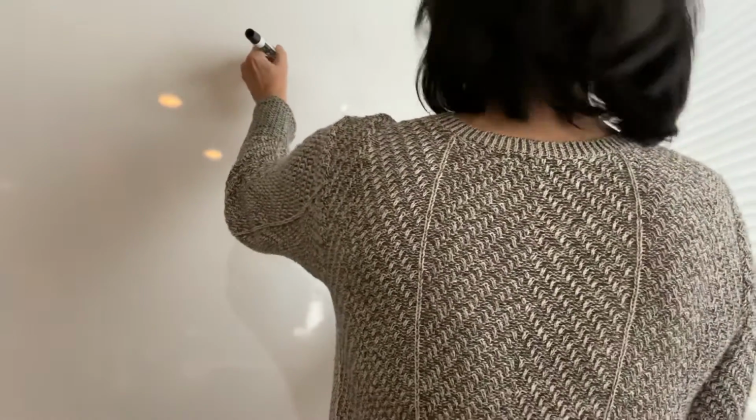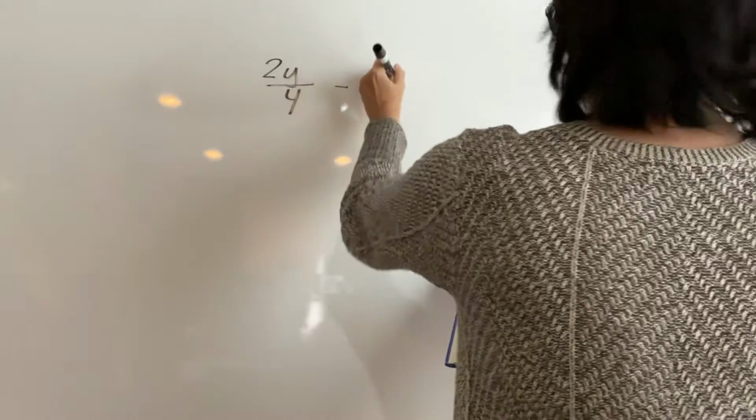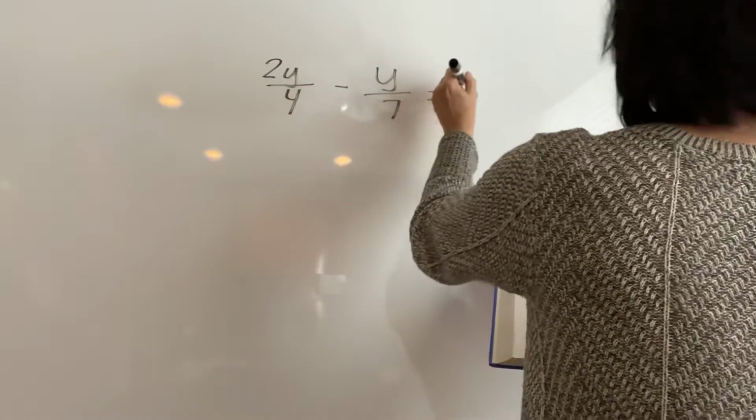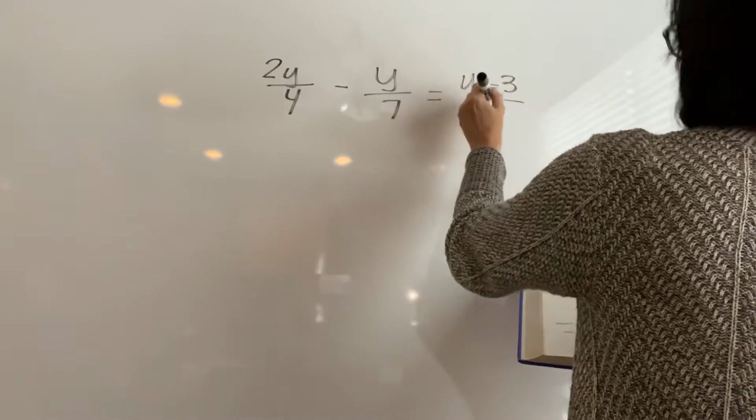This is Algebra 1, homework help from lessons 79, 80, and 81. All right, so I'm on page 325. The first question is number 10. So that's 2y over 4 minus y over 7 equals y minus 3 over 2.